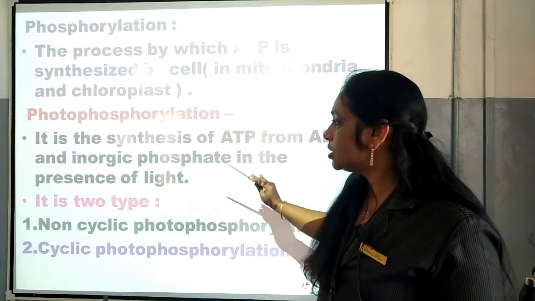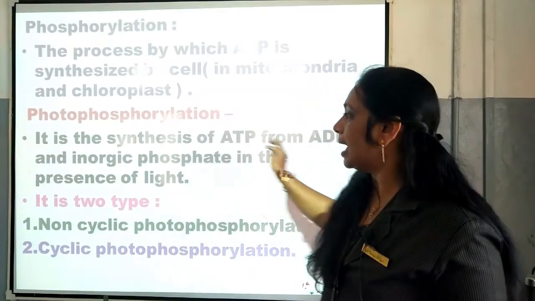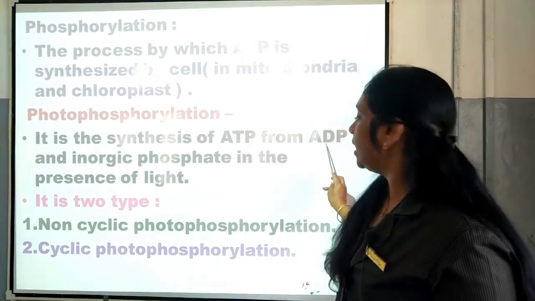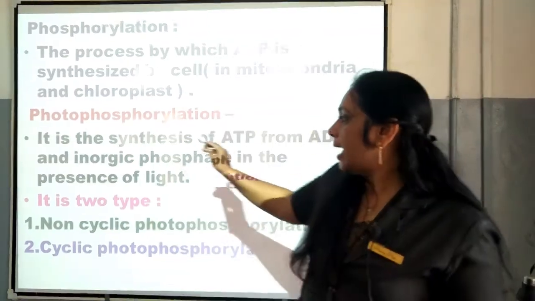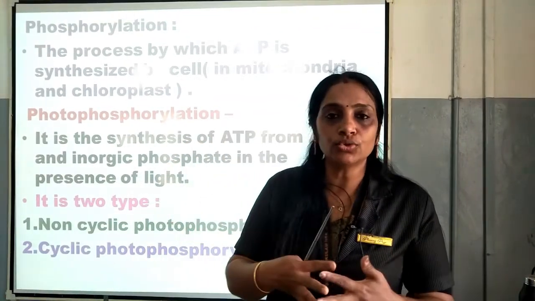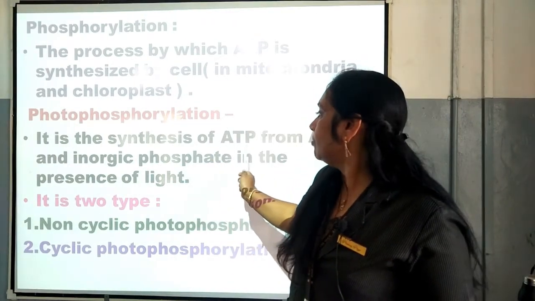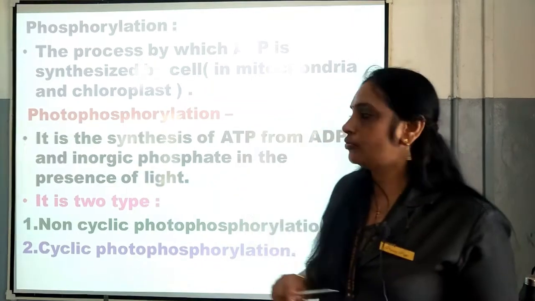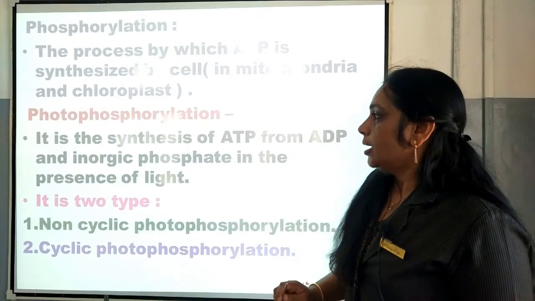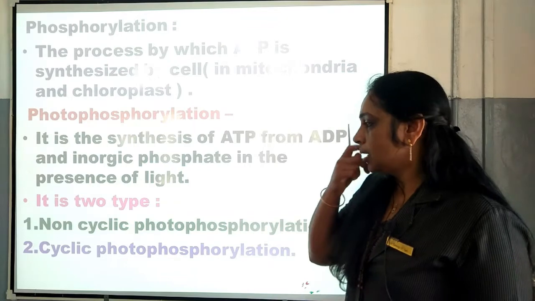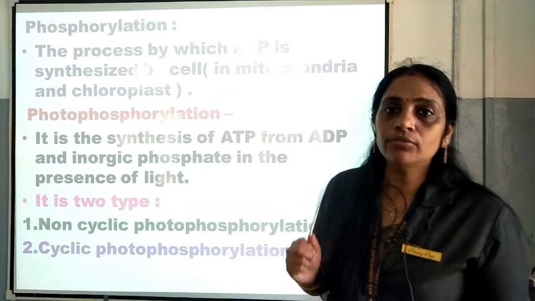Photophosphorylation means in the presence of light, the synthesis of ATP takes place from ADP and inorganic phosphate. What is ADP? It is adenosine diphosphate. So when adenosine diphosphate and inorganic phosphate combine together in the presence of light, ATP is synthesized. ATP means adenosine triphosphate is formed there. That is called photophosphorylation.